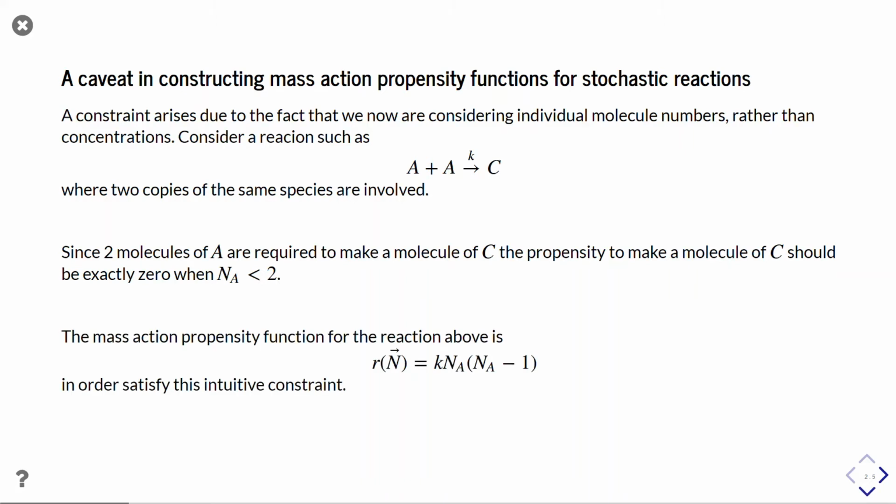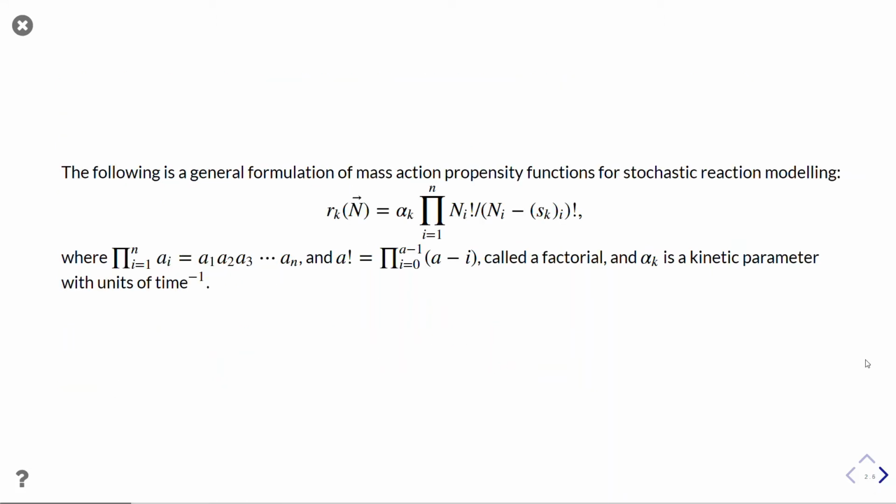So the mass action propensity function for the reaction above is some rate constant K times the abundance of A times the abundance of A minus 1 in order to satisfy the intuitive constraint just described. Shown here is a general formulation of the mass action rate law for stochastic reaction modeling. Note that this formulation satisfies the restriction that if there are fewer molecules present than the number of molecules needed to participate in a reaction, then the propensity must be 0.